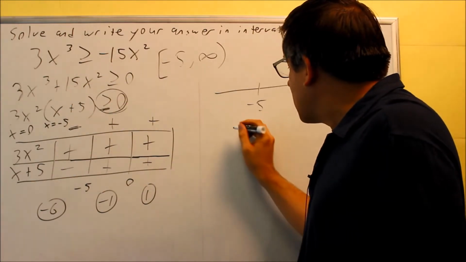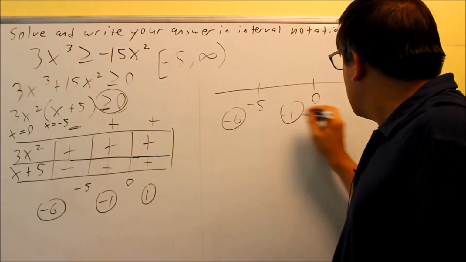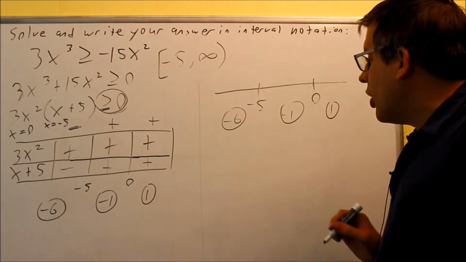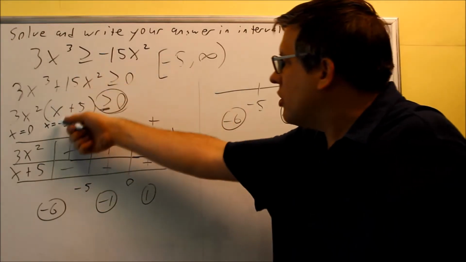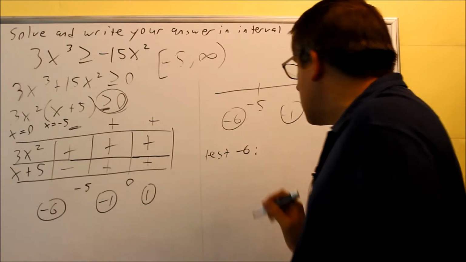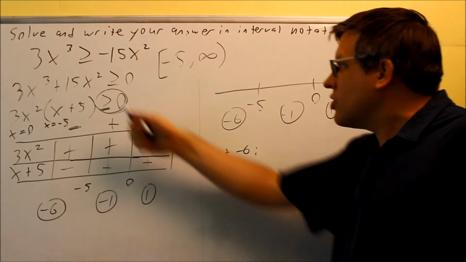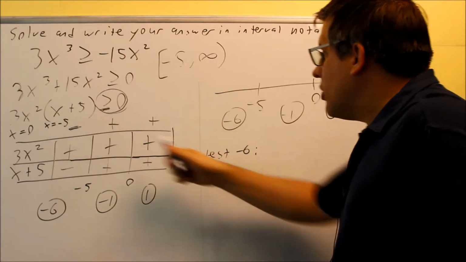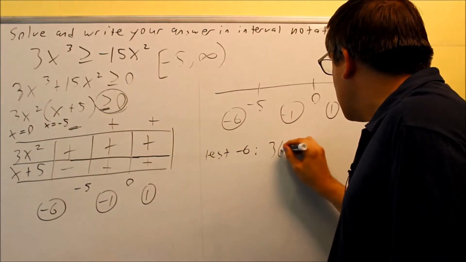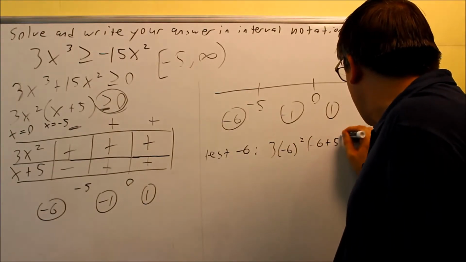I'm going to get the same one again. I'm going to test -6. Then I'm going to try -1. And then I'm also going to try 1. These test numbers will go into either one of these. So I'm first going to test -6. I'm just going to use the second version this time. Again, you can use either one, it doesn't matter. So if I use the second version, I have 3 times -6 squared, and then I have -6 plus 5.